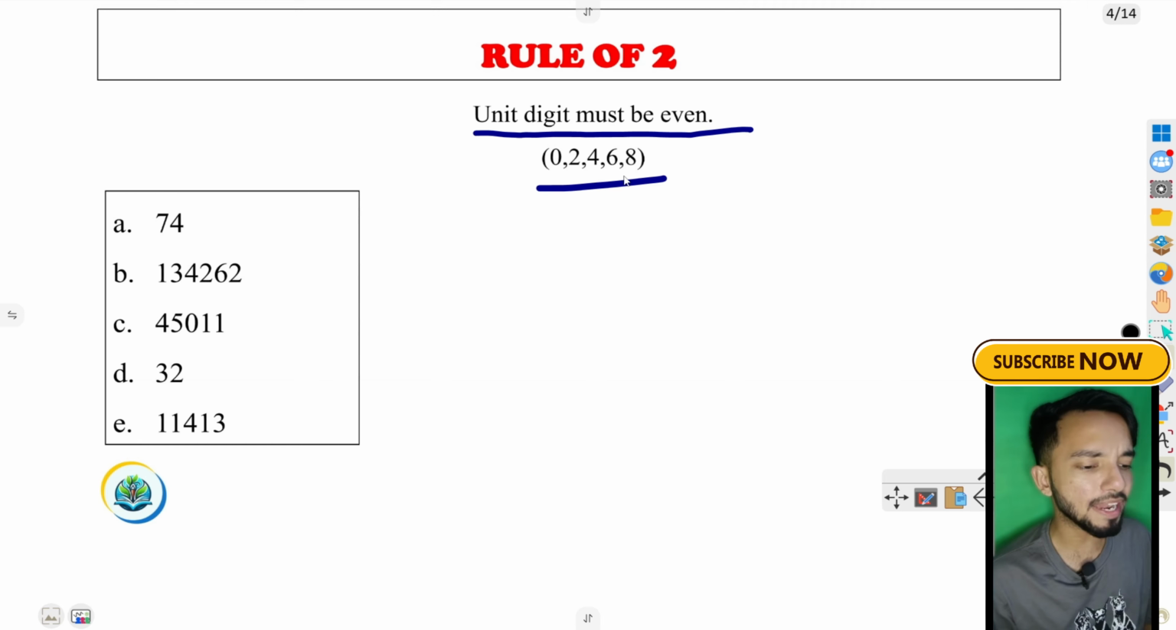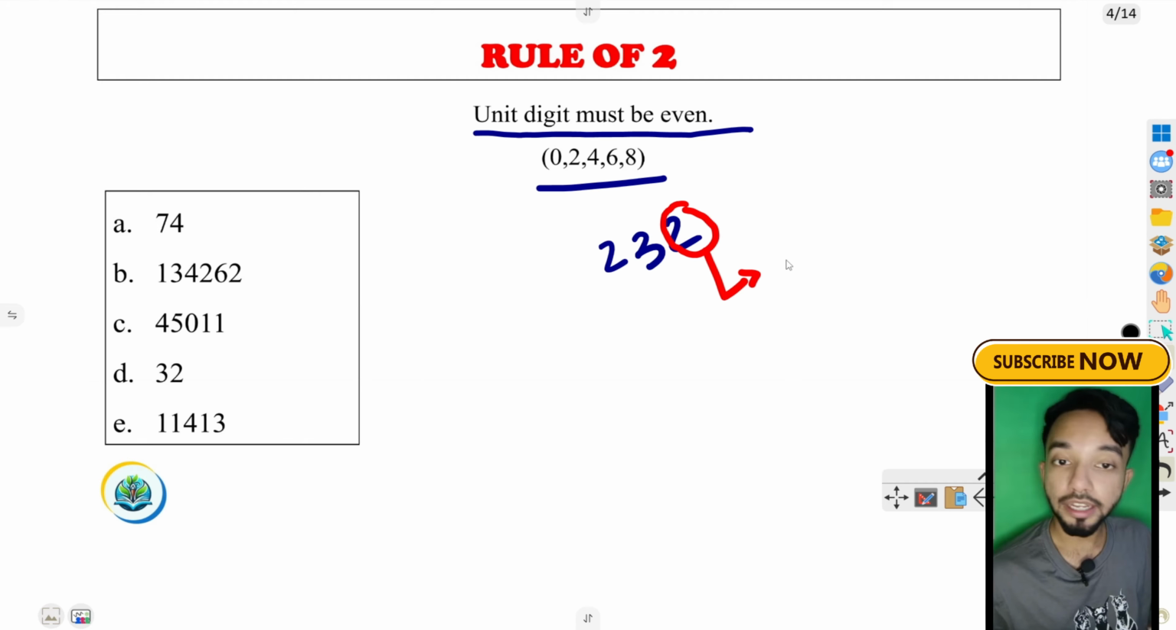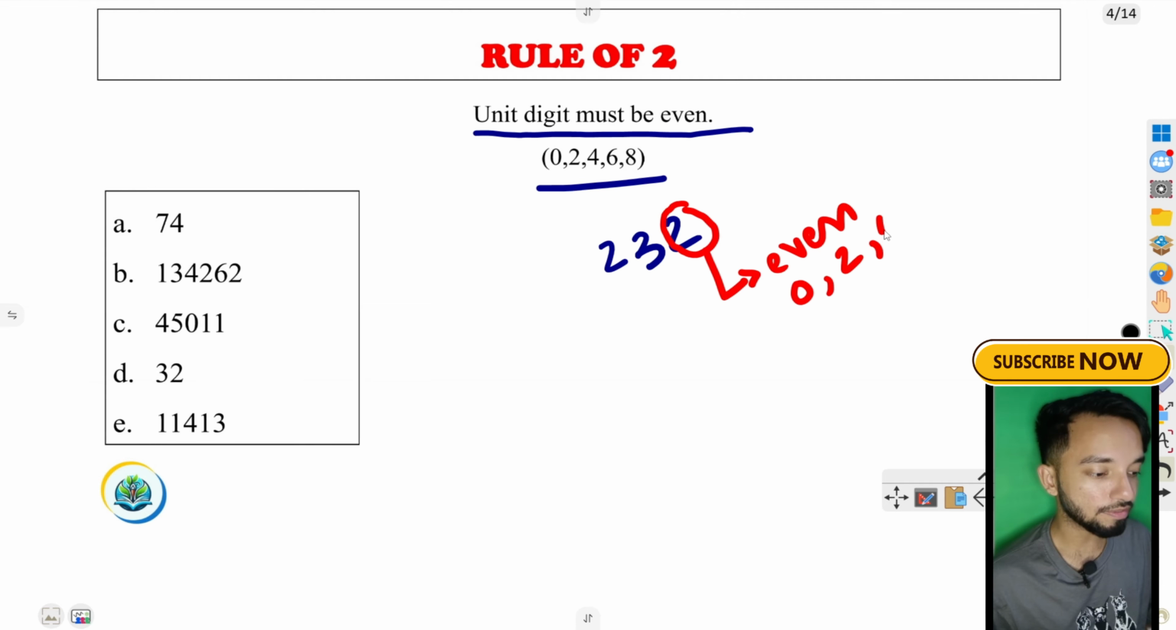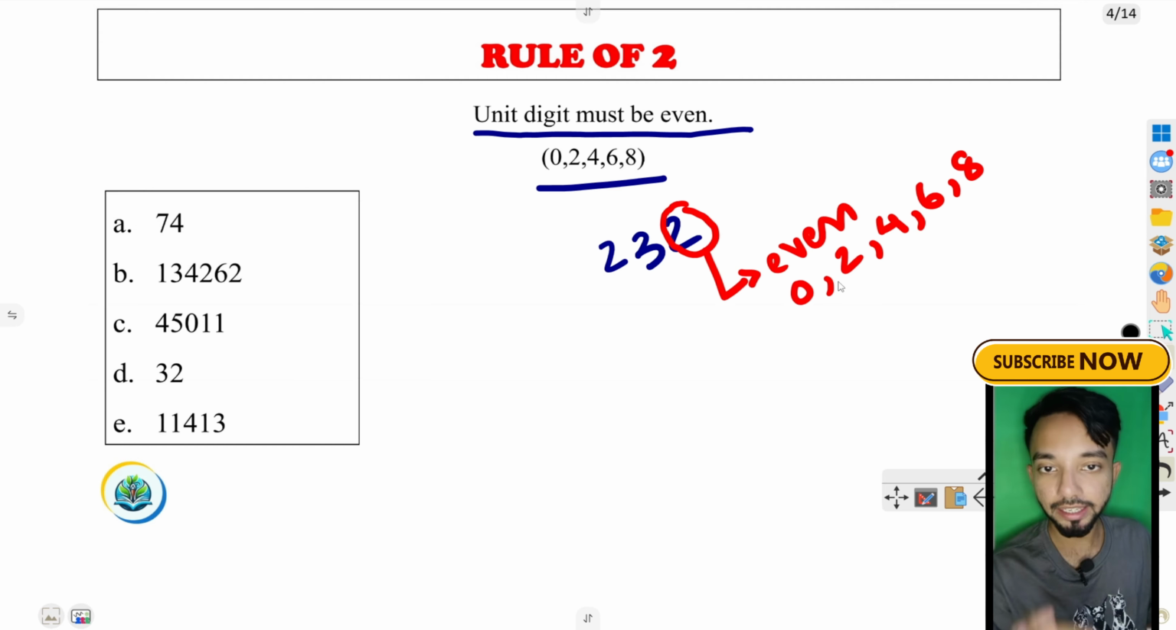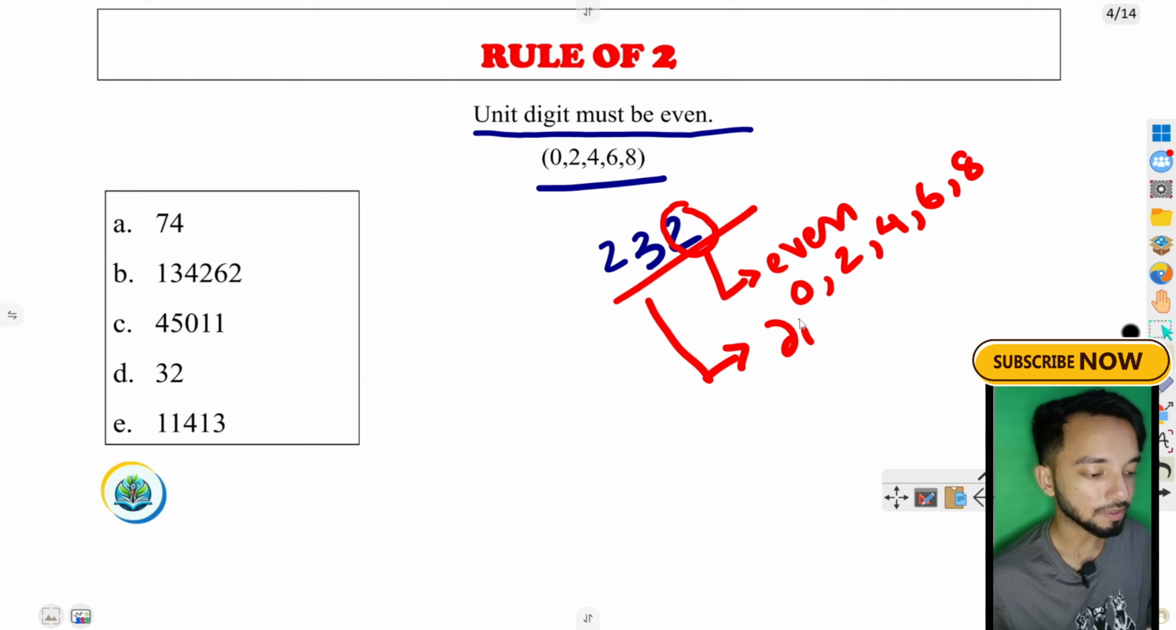Let me give you a simple example. Let us take the example of 232. We have a 3-digit number, but we are only concerned with the unit place. That is this one. This is the unit place of the number. This unit place should be even, that is 0, 2, 4, 6, or 8. If there is an even number in the unit place, that means that this number is divisible by 2. Is this clear?